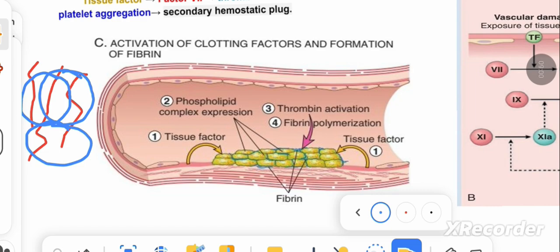So we have the tissue factor, activated due to injury of the endothelium. So we have the endothelium there, it has been damaged, and then tissue factor is exposed. The tissue factor will lead to formation of what? Thrombin. So thrombin has been activated. Now the thrombin will lead to fibrin polymerization. So the fibrin formed will now adhere to the platelets, forming what we call a secondary hemostatic plug. So that is step number 3.